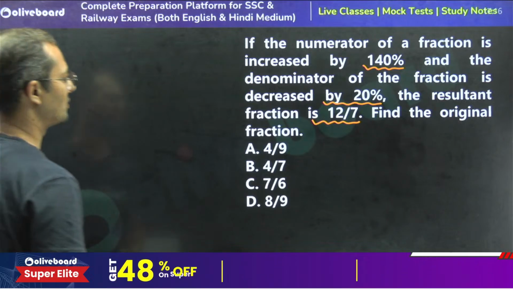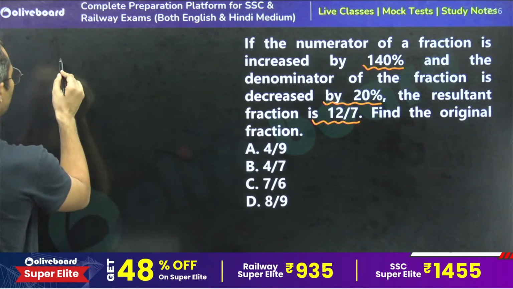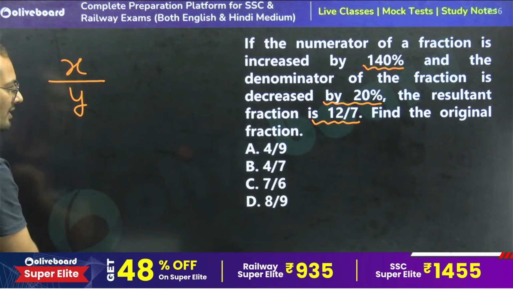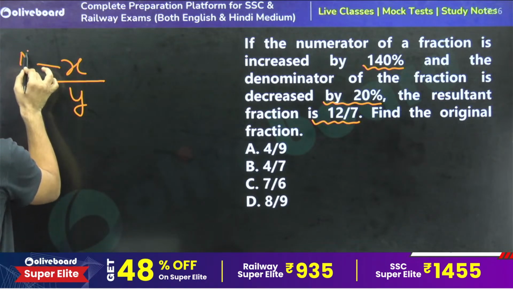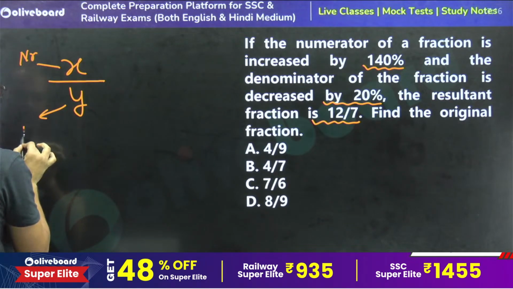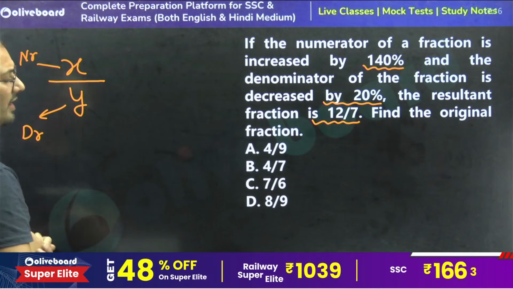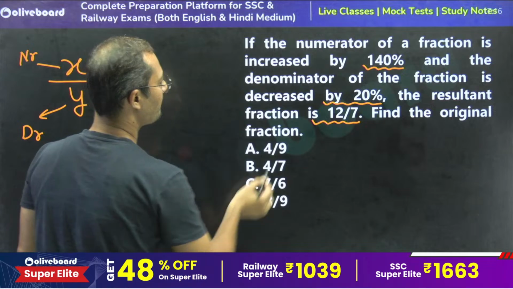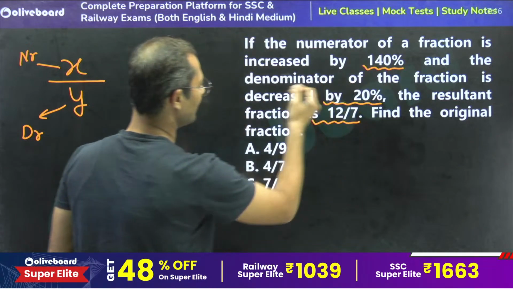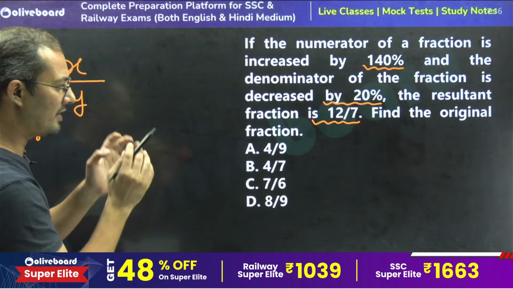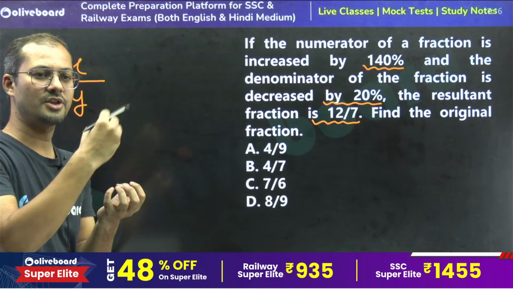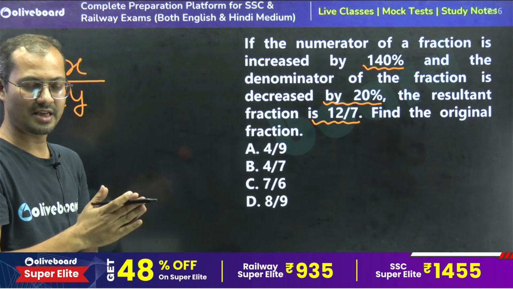So we can say that let the original fraction be x by y, right? x is the numerator and y is the denominator. See, now the question is saying the numerator of a fraction is increased by 140%. If I increase a number by 140%, it is going to be 240% of itself, right?